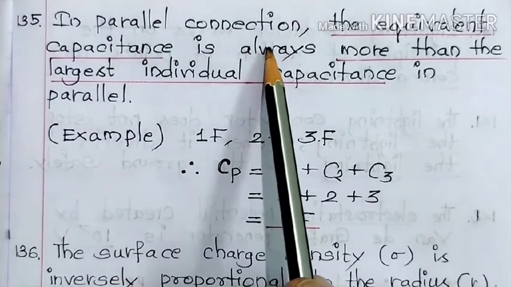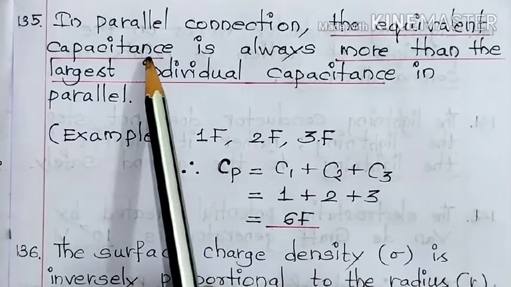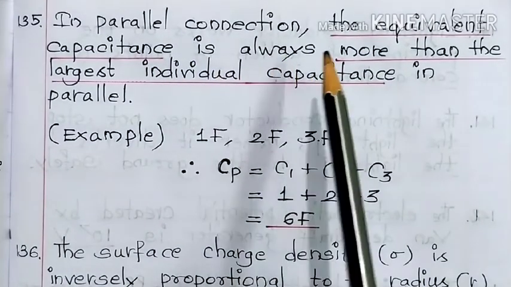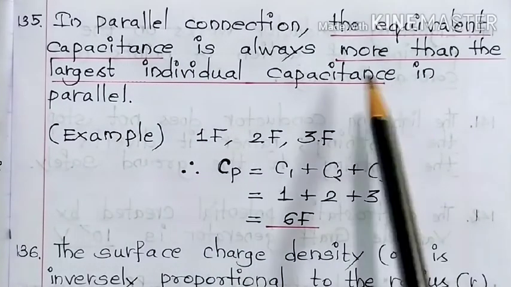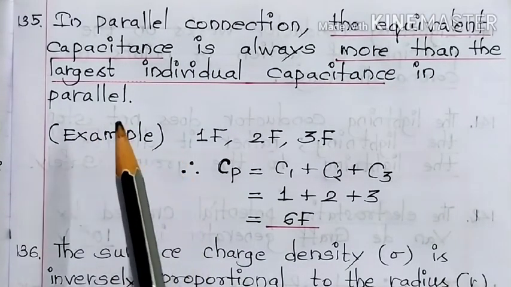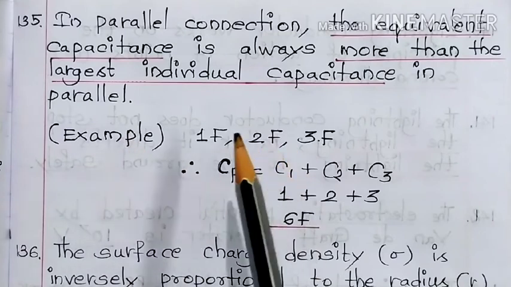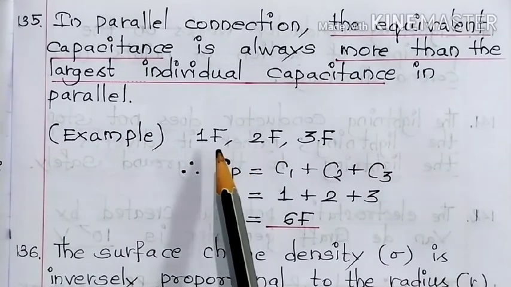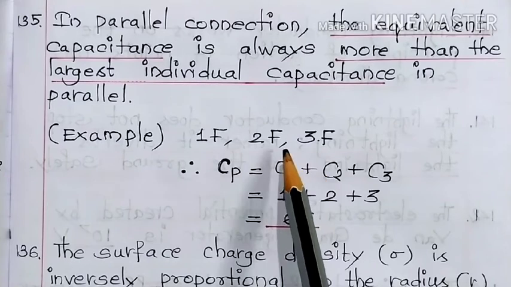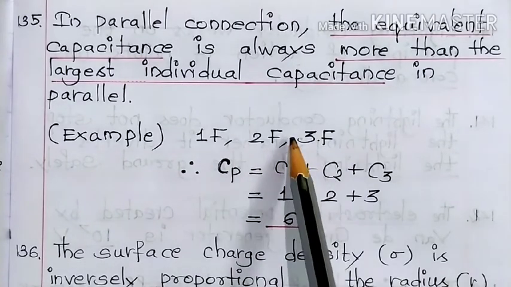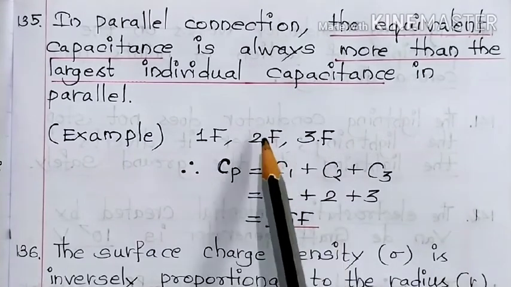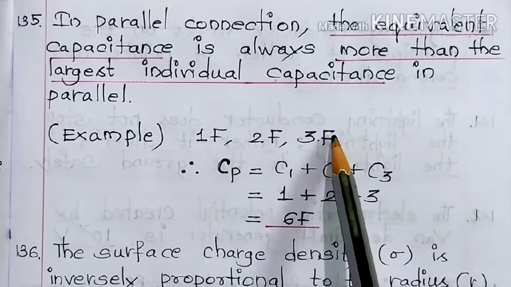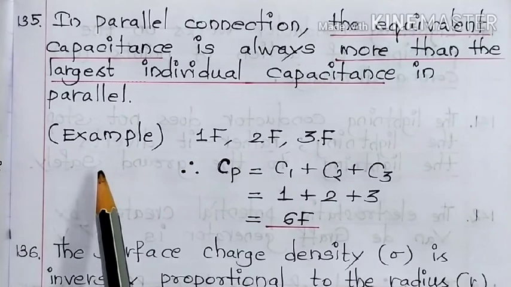In parallel connection, the equivalent capacitance is always more than the largest individual capacitance. Let us suppose there are 3 capacitors with capacitances like this. So in parallel connection, the equivalent capacitance must always be more than the largest of these 3, that is 3 farad.